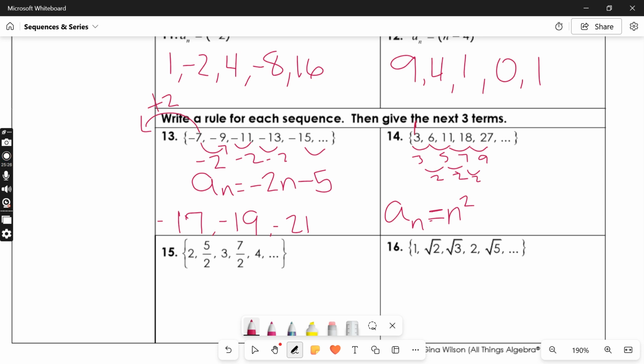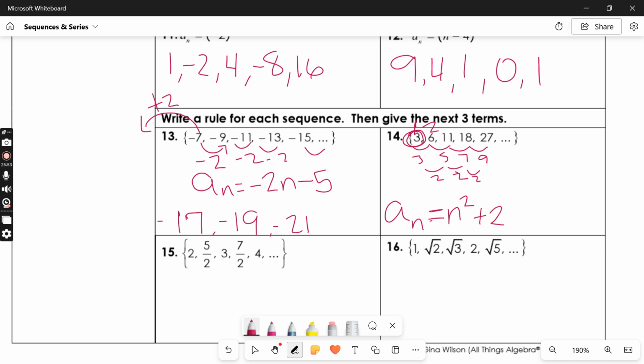This is my first term. So if I look at that, my first term is 1. So 1 squared is 1, but I need it to be 3. So that would be plus 2. And I can double check that. This is my second term. So 2 squared is 4, plus 2 is 6. 3 squared is 9, plus 2 is 11.